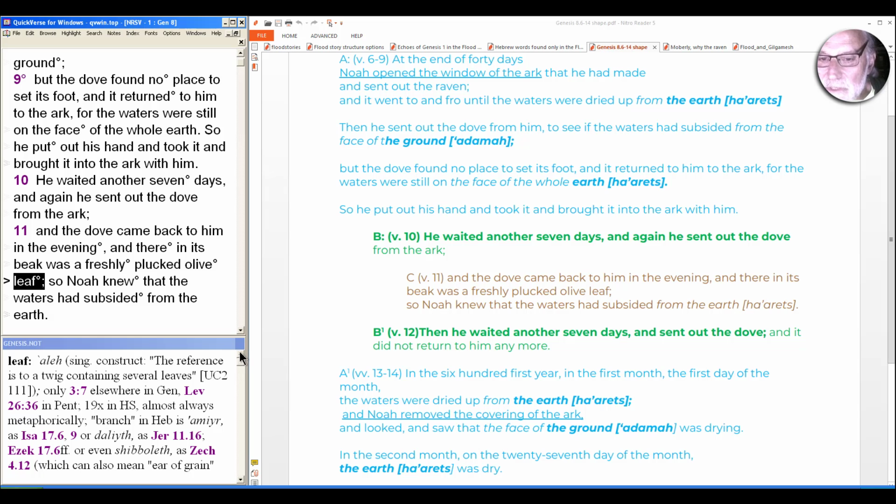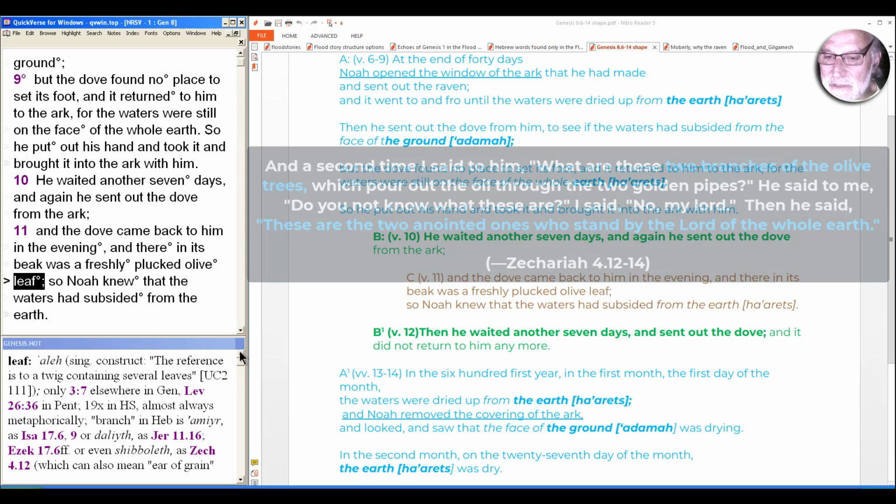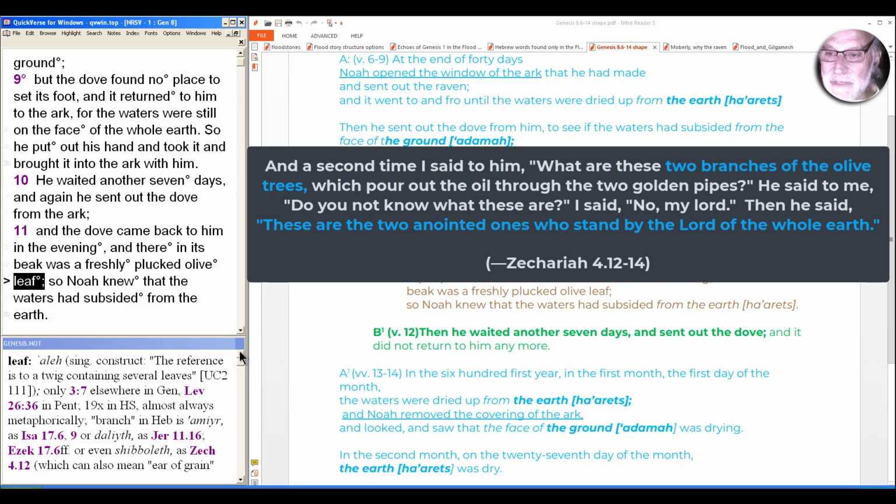So why do we associate it with an olive branch? Curiously, the symbol of the olive branch is not biblical this way. Olive branches are symbolic in the Hebrew Bible as a messianic symbol, and we won't get into that now, but not as a symbol of peace.